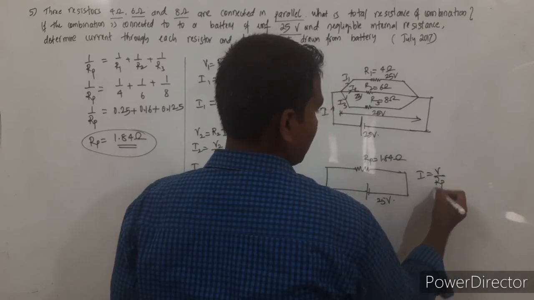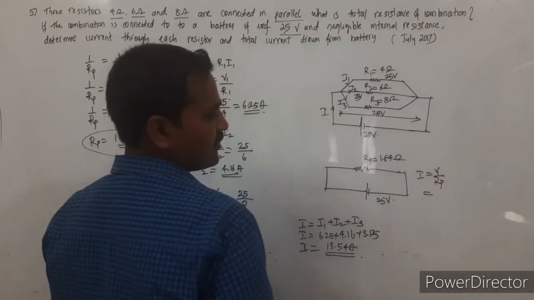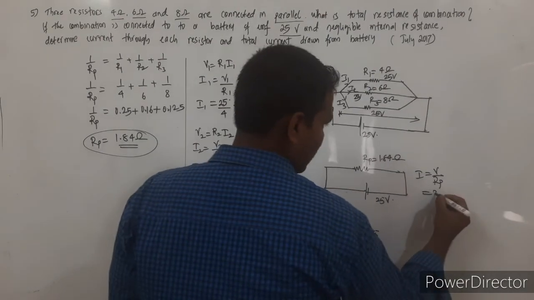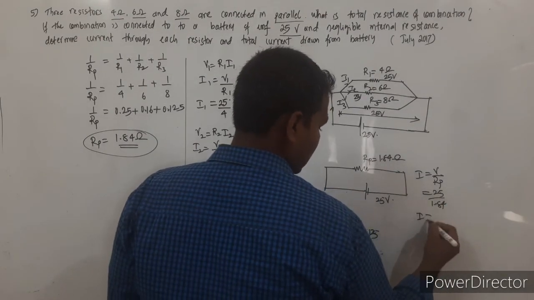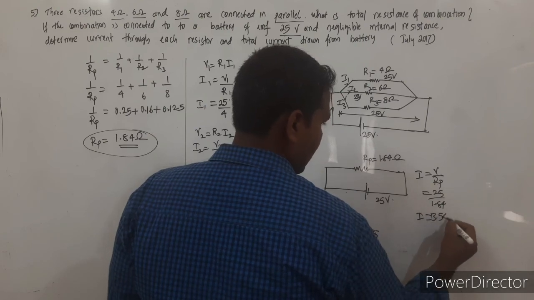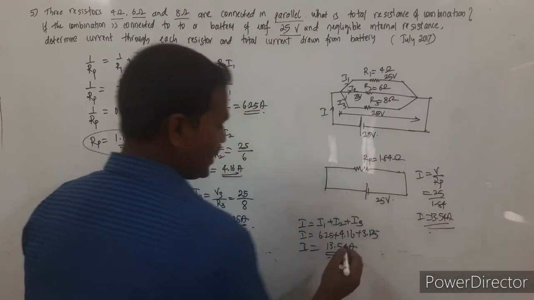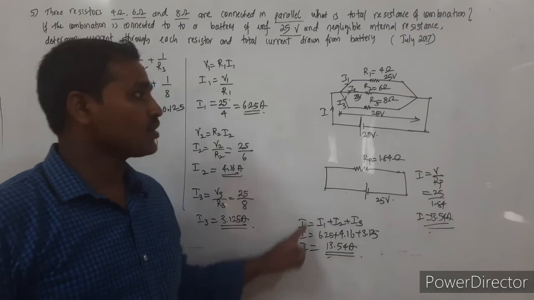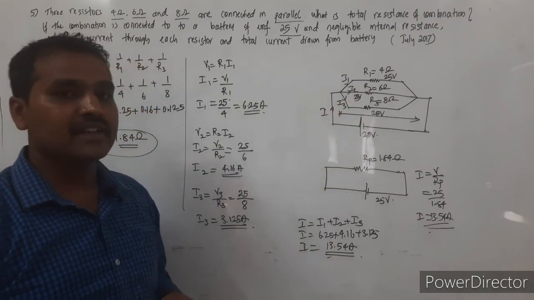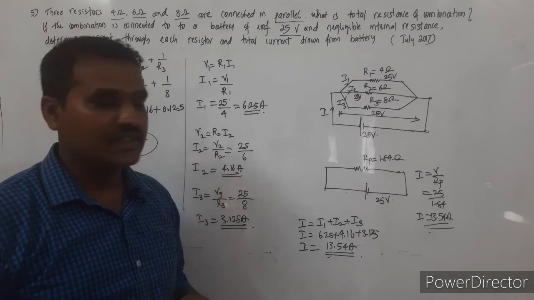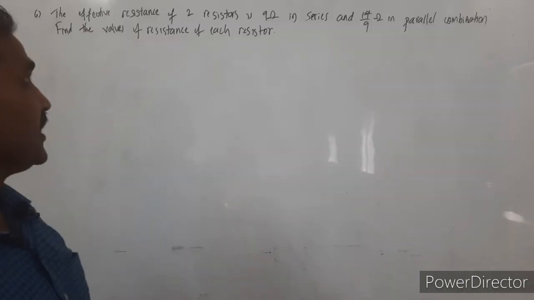This can also be done by using the total current, that is I is equal to voltage divided by the effective resistance for the parallel combination, that is 25 divided by 1.84. So this is also equal to 13.54 amperes. This is the total current drawn from the battery by the combination of these three resistors connected in parallel. Next we have an interesting problem here.